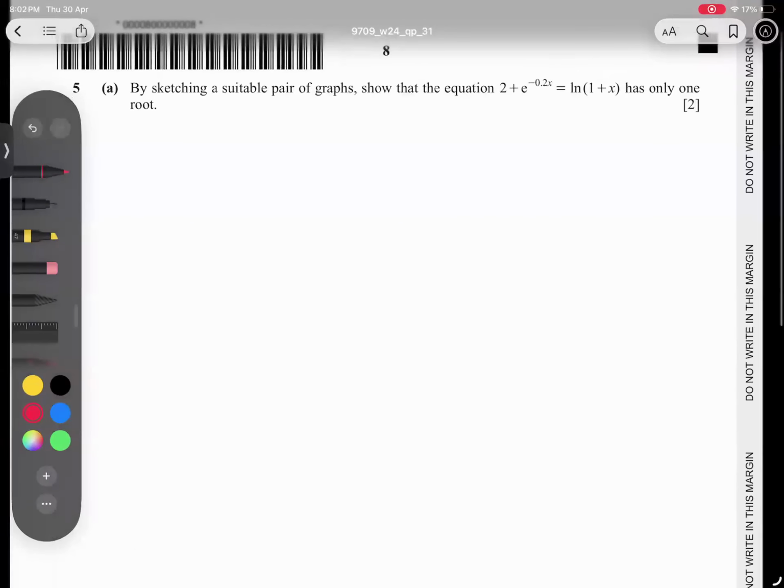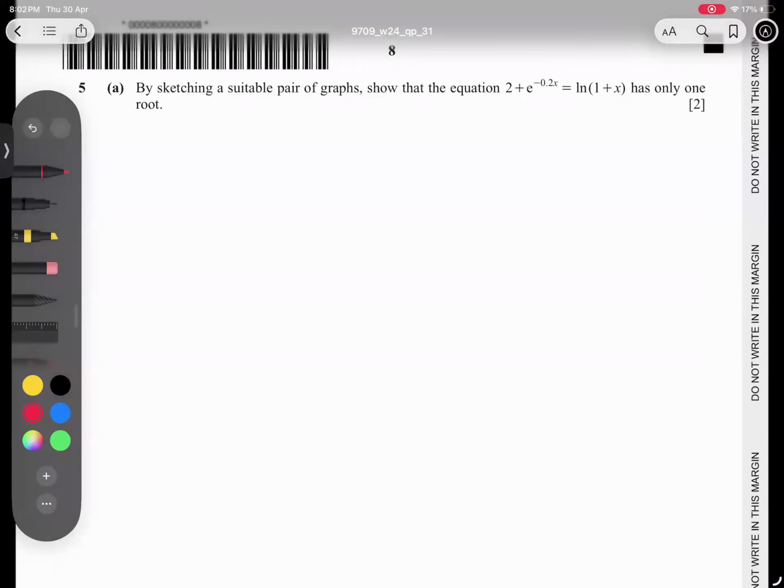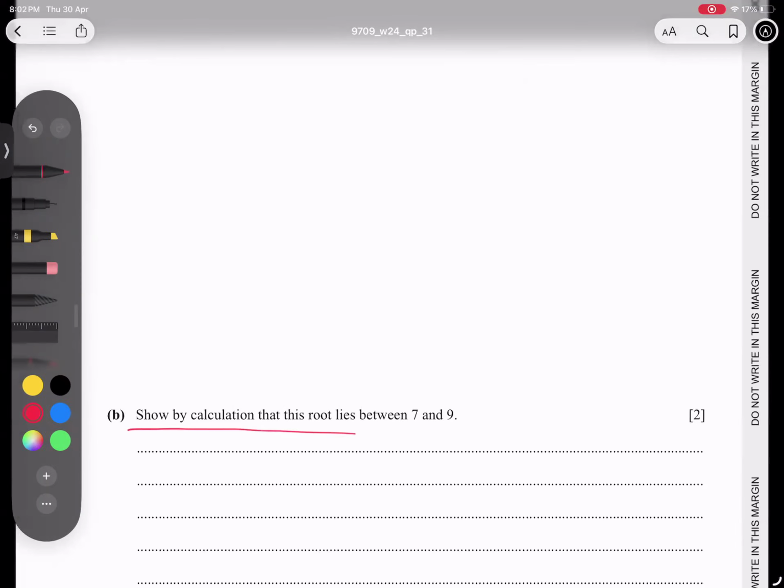Question number 5, students. By sketching a suitable pair of graphs, show this equation has only one root. Okay, students, sometimes the question mentions a range like starting from 0 till pi or pi by 2, but here it did not mention that. So whenever this condition comes, you will just see part number B or sometimes part number C. We can judge from there where the root lies. You can see that the root lies between 7 and 9.